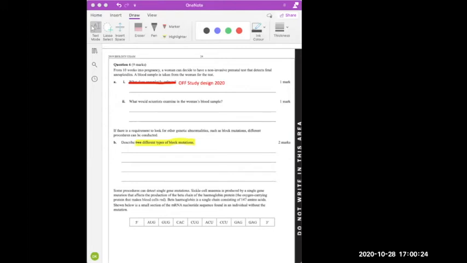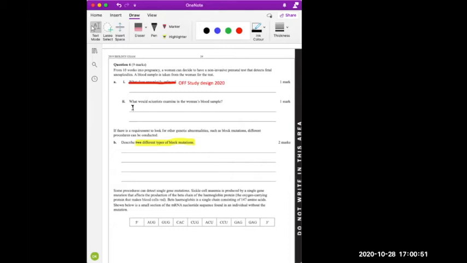I'll just let you know, an aneuploidy is an abnormal number of chromosomes, so either too many, above 46, or below 46. But again, it's off the study design. What would scientists examine in the woman's blood sample? This is one of those random 1 mark questions that are just logic-based. You're not bringing any theory to the table here. You're basically just using the stem to help you out.